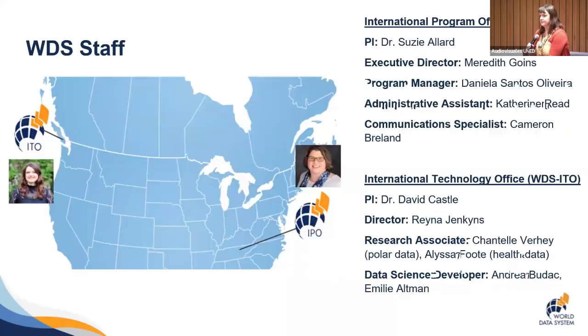And just to point out that we have two main offices. I'm from the International Technology Office in Canada, where our PI is David Castle, and we have 4 staff, Chantel, Alyssa, Andrea, and Emily. And then the International Program Office is based at the University of Tennessee, and Meredith, I think, and Danielle are here in the audience. I saw them a minute ago. They're representing the program office here, and they have a small team as well.